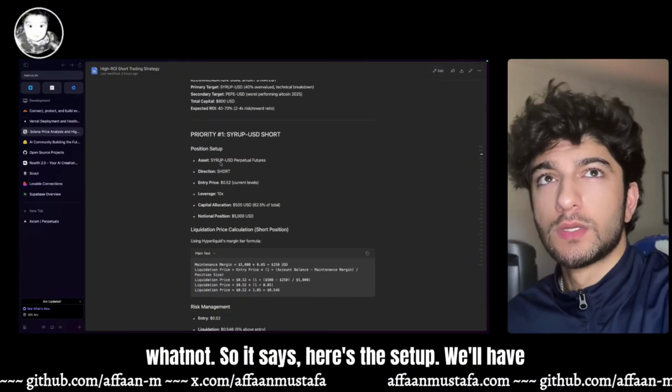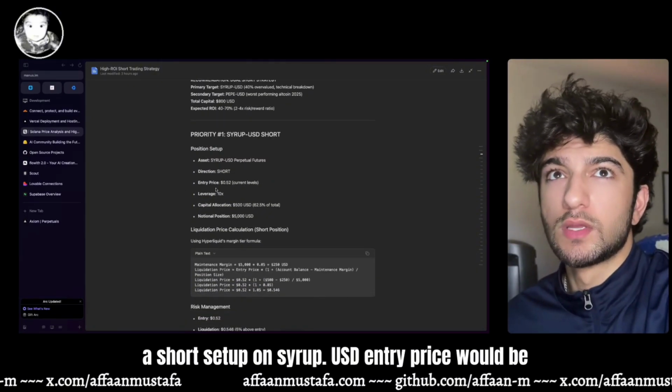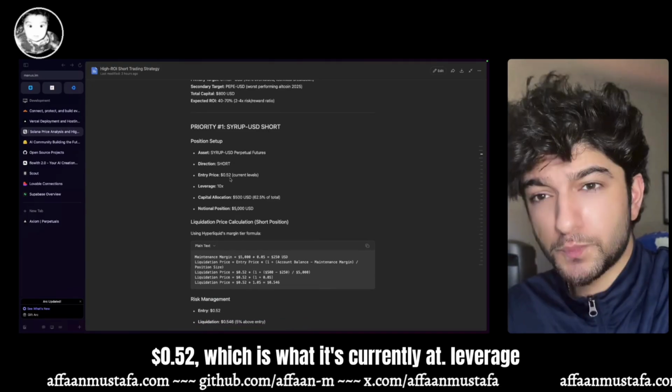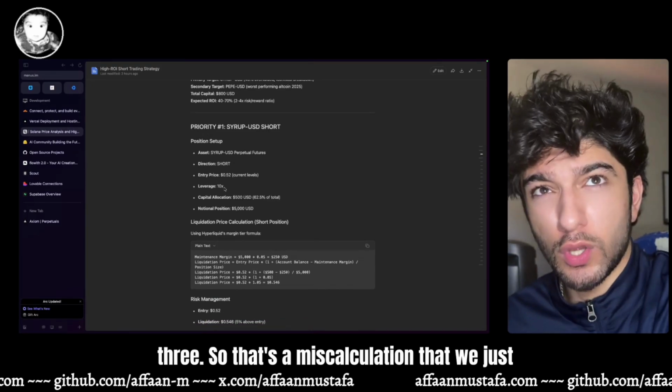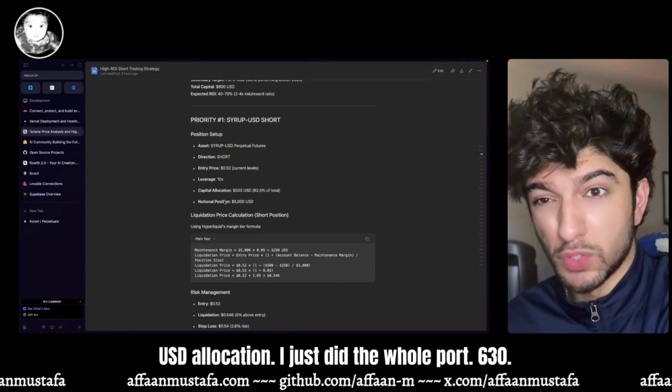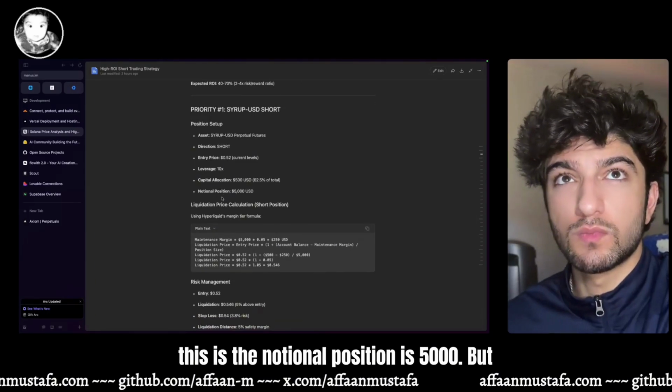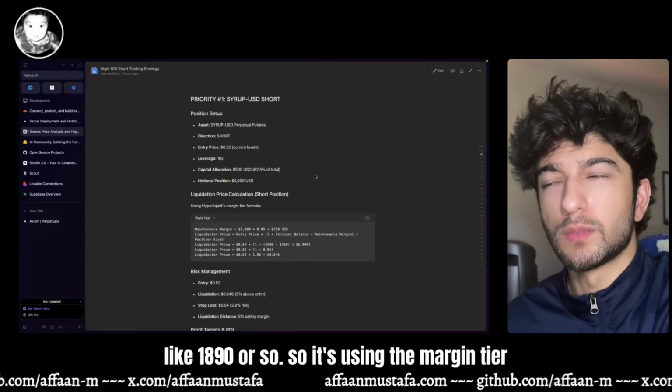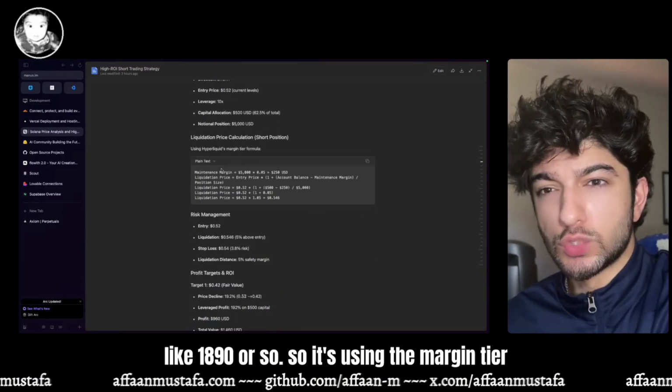So it says here's the setup. We'll have a short set up on Syrup USD. Entry price would be 52 cents, which is what it's currently at. Leverage at 10x, which is not offered. It's only offered 3x. That's a miscalculation that we just found there, but we'll do it anyways. It says 500 USD allocation. I just did the whole port, 630. And it says the notional position is 5,000, but actually the notional position would be like 1890 or so. So it's using the margin tier formula over here.